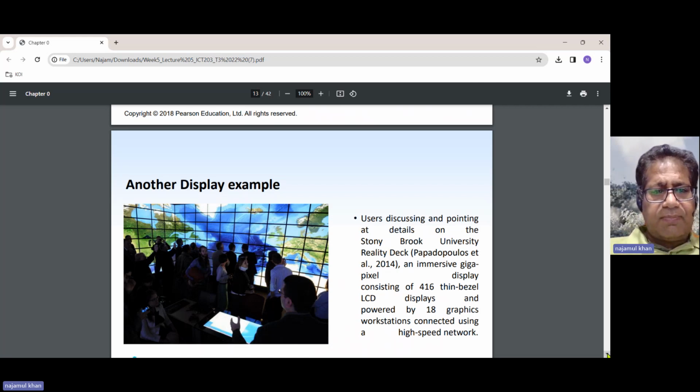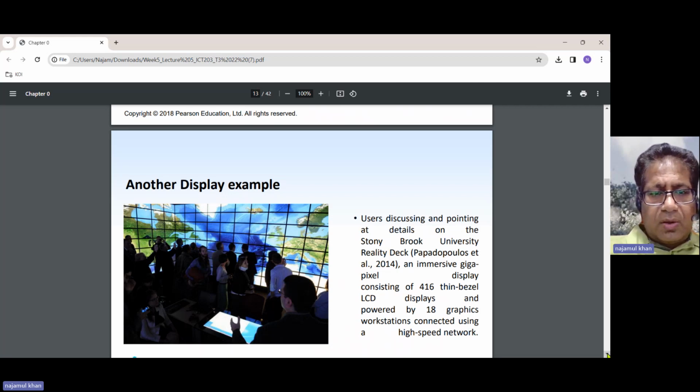Once again, look at it from the perspective of design factor. We are looking at the Stony Brook University Reality Deck, an immersive gigapixel display consisting of 416 thin bezel LCD displays and powered by 18 graphics workstations connected using a high-speed network. Imagine, to power this massive display, we are using a lot of energy, a lot of power.